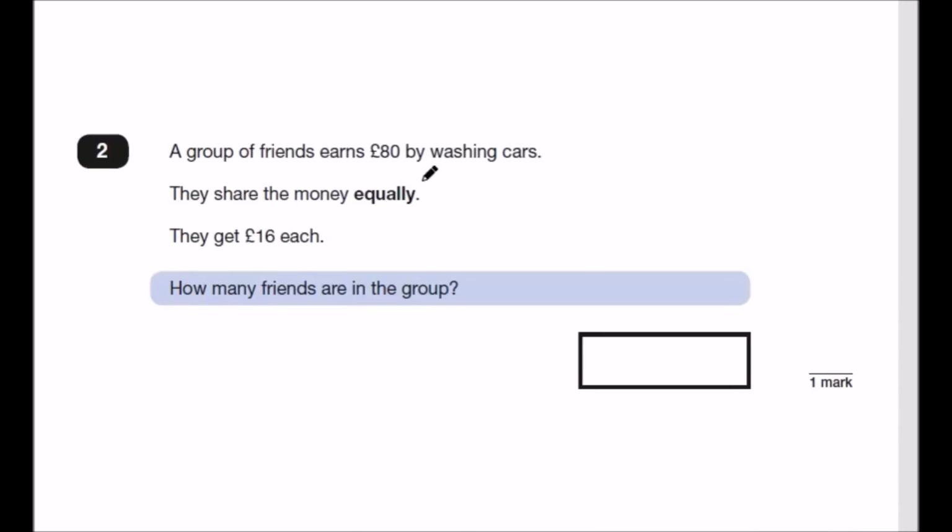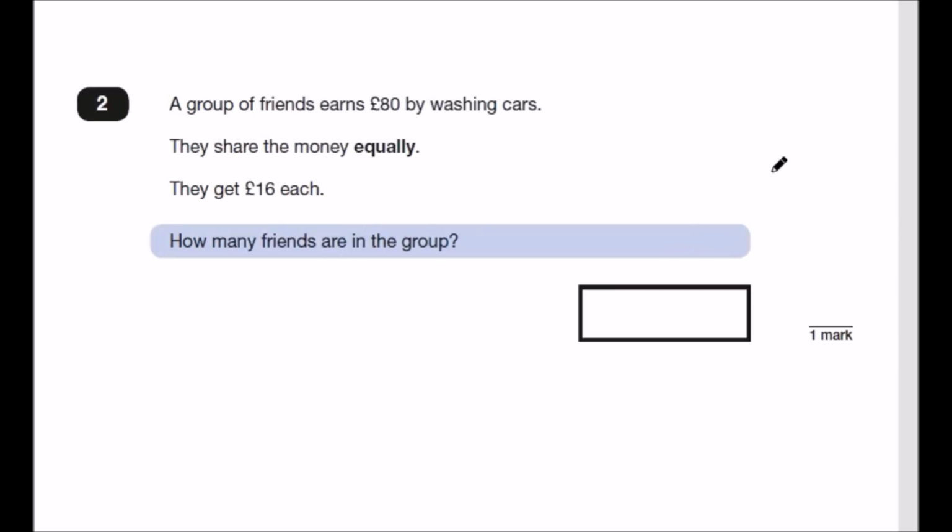Easy. Number two: a group of friends earn £80 by washing cars. They share the money equally, so they get £16 each. How many friends are in the group? Well, because they share it equally, you could simply divide the numbers. So I would do 80 divided by 16, and I'll keep reducing this till I get how many friends there are.